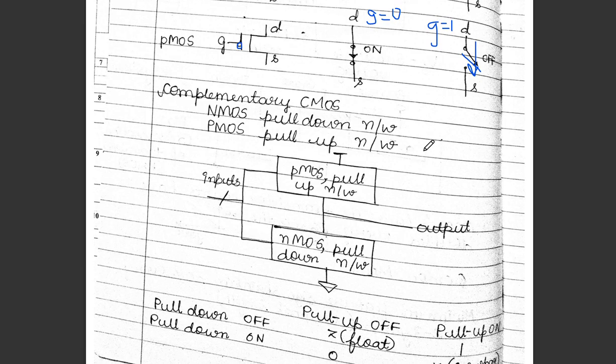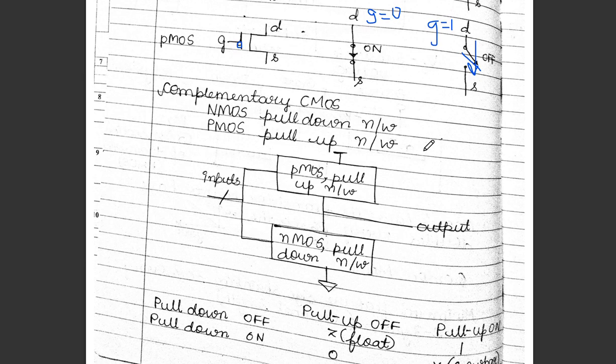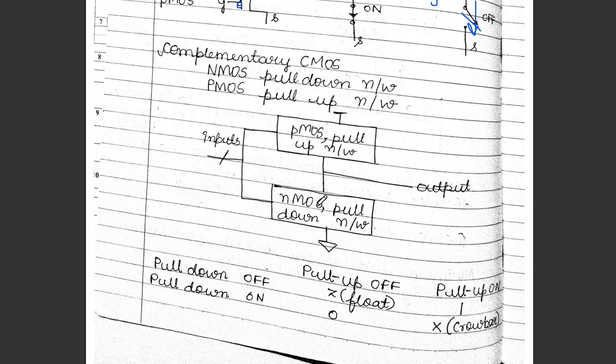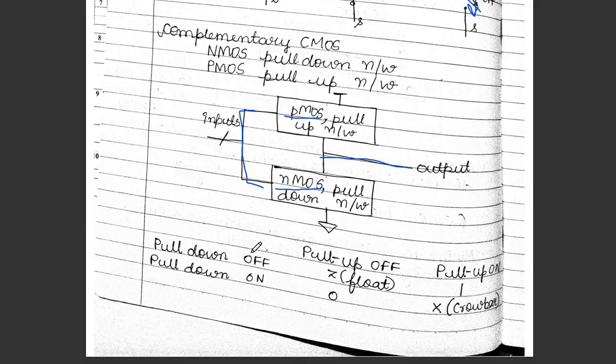Complementary MOS or CMOS. CMOS is formed by a combination of NMOS and PMOS. So this is how CMOS is formed. NMOS will be in the pull down network, and PMOS will be present in the pull up network. It is connected to the input, and hence the combination of NMOS and PMOS together gives the output, that is the CMOS. So here we'll see the functioning.